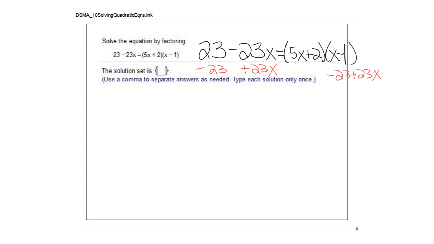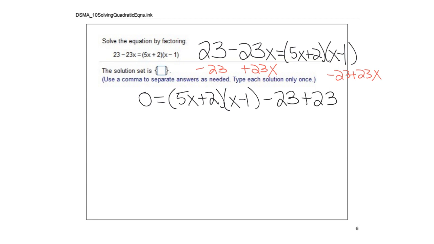All right, so let's see what we're going to have here. 0 equals 5x plus 2, and then x minus 1, minus 23 plus 23x. Okay, so we have to go ahead and FOIL because we've got to get all these terms. Why did I write a 5? That's supposed to be FOIL. Okay, my brain or my hand was ahead of my brain or something. Okay, so I have 5x squared minus 5x.